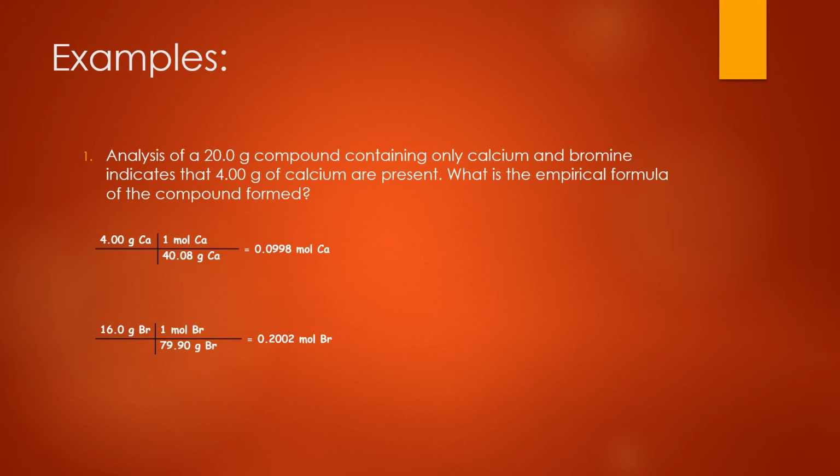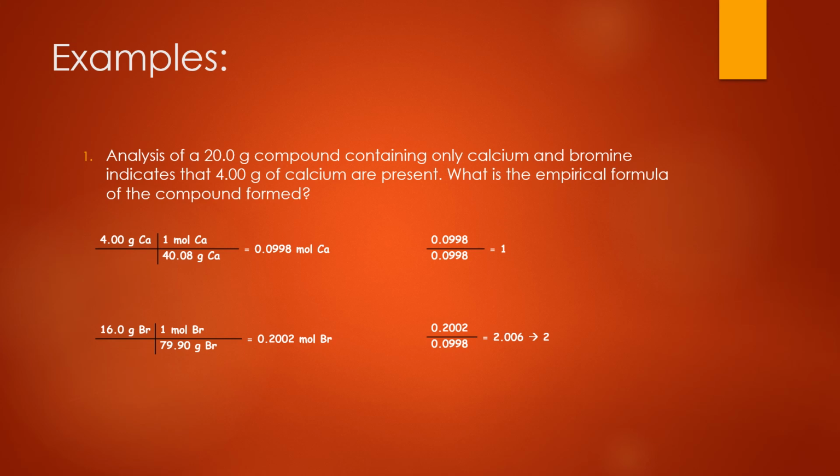All right, so the next step is we're going to divide by the smallest number of moles. Well, the smallest number of moles here is the calcium. 0.0998 is smaller than 0.2. So we're going to divide each mole value by the smallest number of moles. Here we go, we take 0.0998 divided by itself, we get 1. Then we're going to do the same thing. We have 0.2002, and we're going to divide it by the smallest number of moles, which was the calcium, 0.0998.